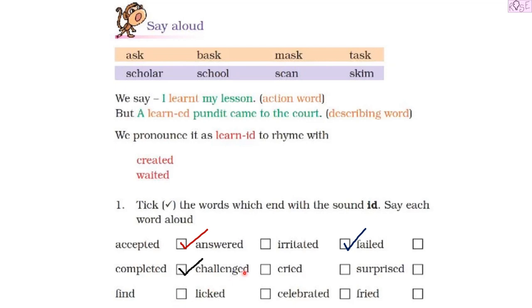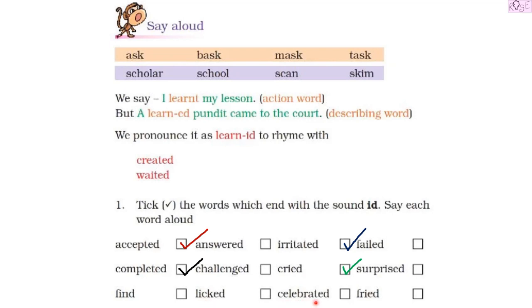Next is challenged. It's not challenged. Challenge it? No. I'm not saying challenge it. I'm saying challenged. So it is not ending with id. Next is cried. Cried. So it is ending. We'll put a tick here. Next is surprised. Surprised. Not id. Is it? No. So it is not ending with it. Next is find. It is also not ending with id. Next is licked. No, it's licked. So it's not ending with the sound id.